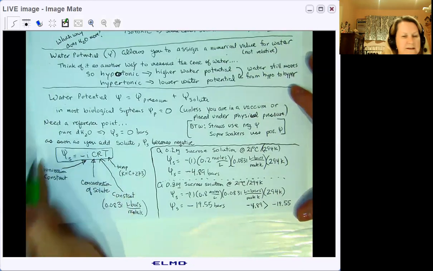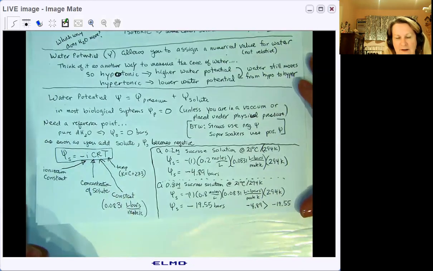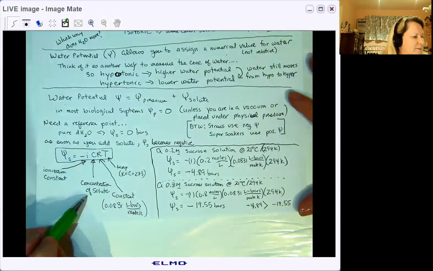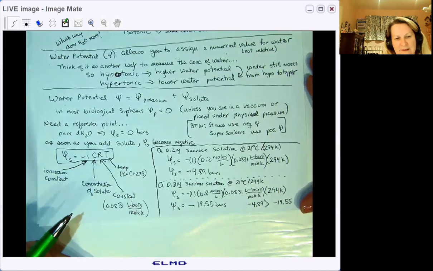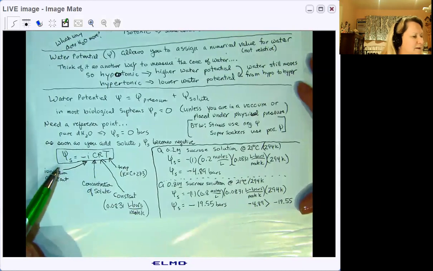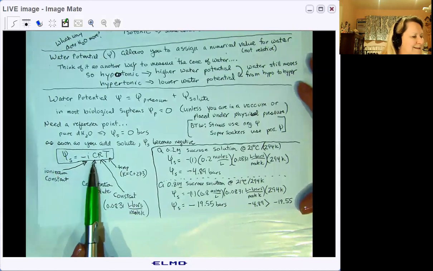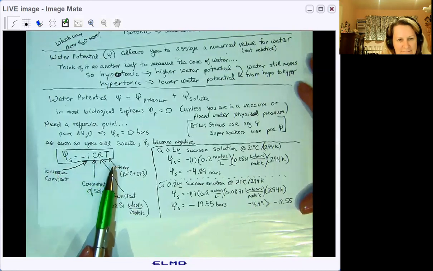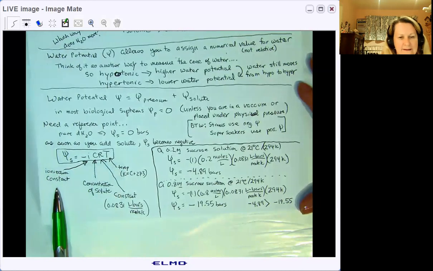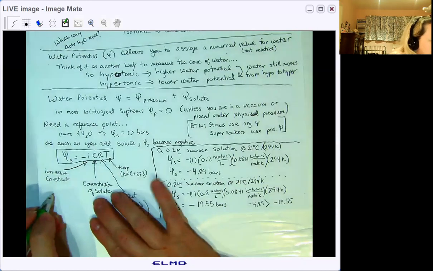Kids do not need to memorize this equation. It's on the formula sheet. They don't need to memorize what these things stand for, but I think it's good for them to know. Solute potential is minus iCRT, okay? i stands for ionization constant. How many ions does the solute form in solution?